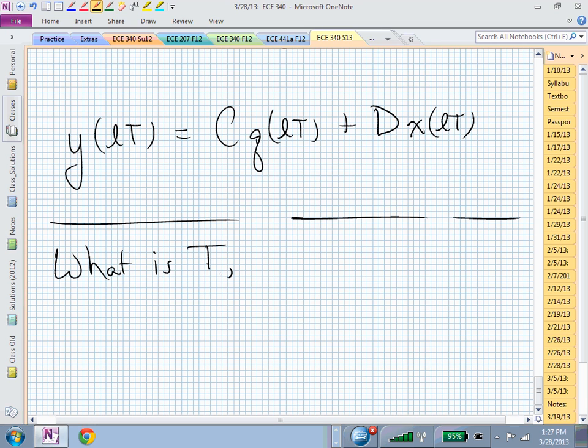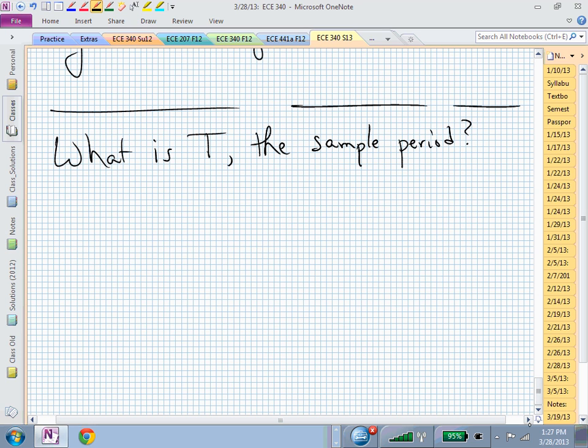What is capital T? Which is the sample period. And how are we going to find that? I can't just always assume that it's 0.01. What if I had a low-pass filter that was 10,000 hertz in bandwidth?